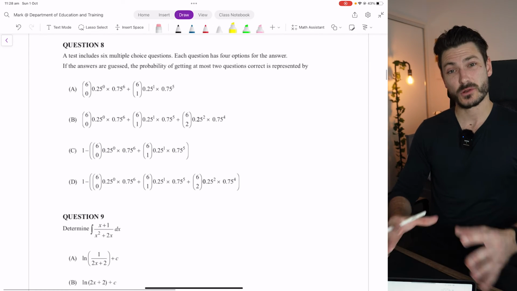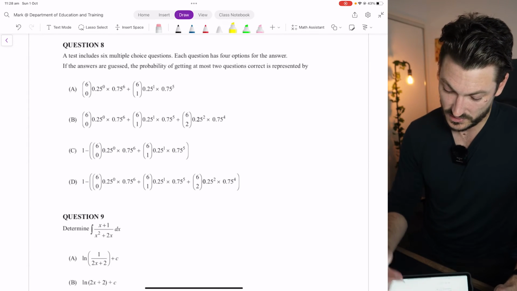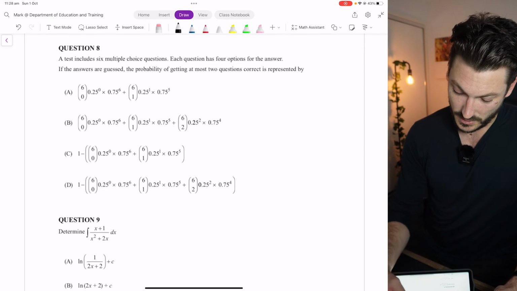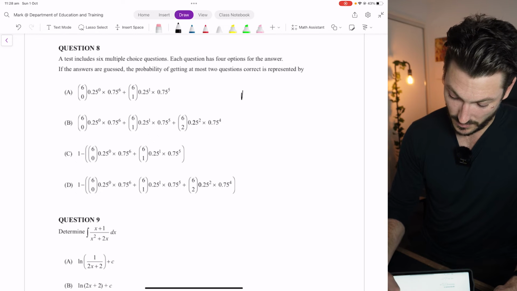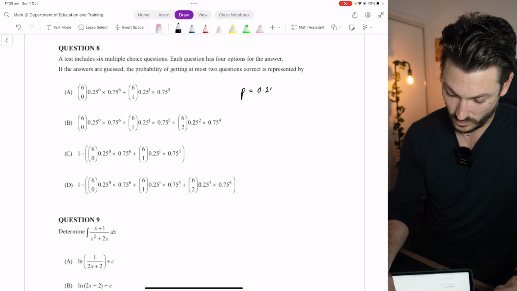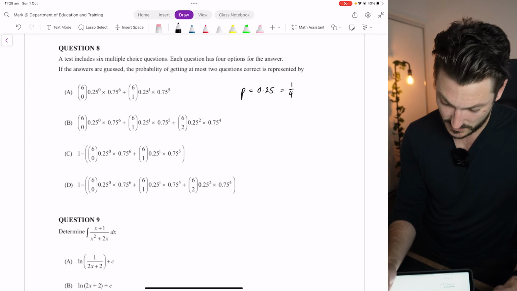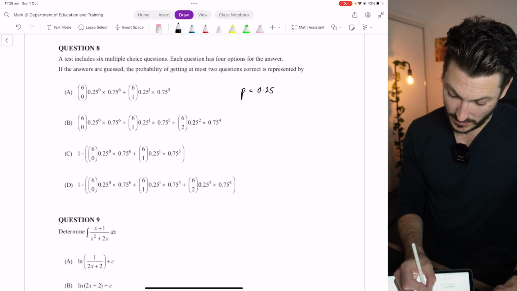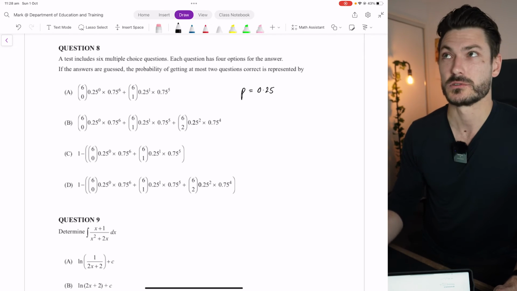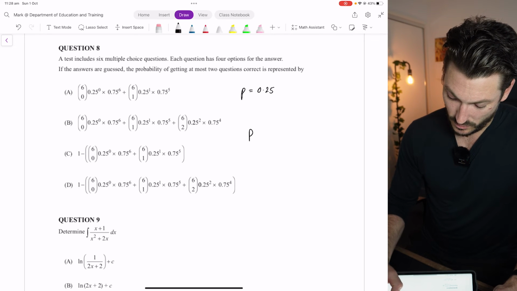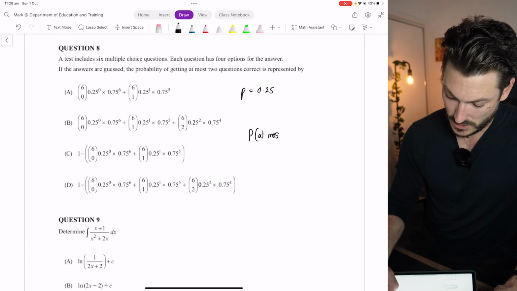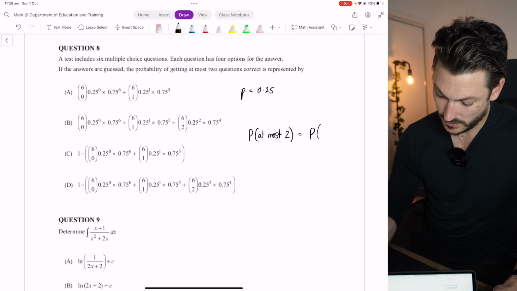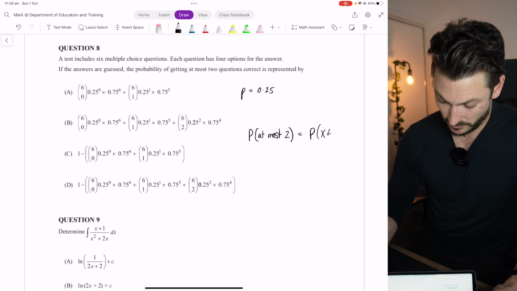A test includes 6 multiple choice questions. Each question has 4 options for the answer, and the answers are guessed. So if the answers are guessed and there's 4 options, then my p-value is going to be equal to 0.25 or a quarter. Just looking at the answers, they are decimals, so I'm going to use 0.25. Now the probability of getting at most 2 questions correct. So that's the probability of x being less than or equal to 2.